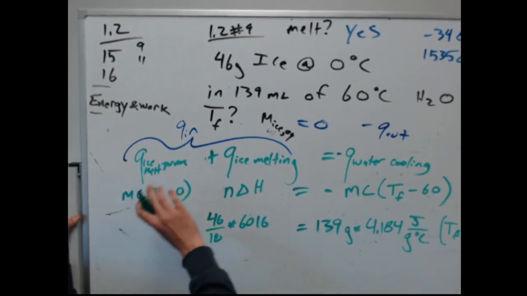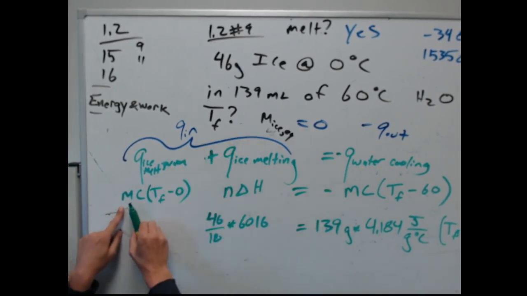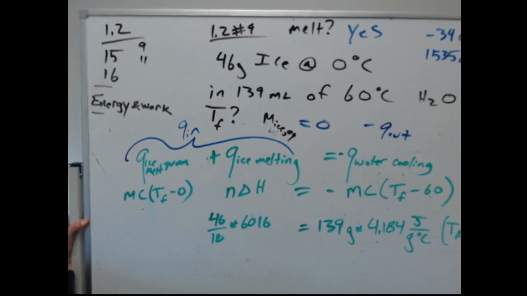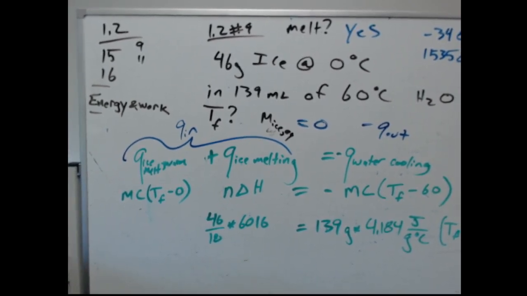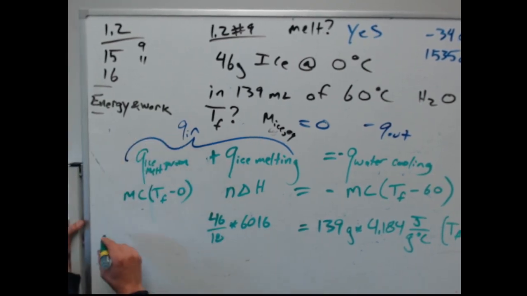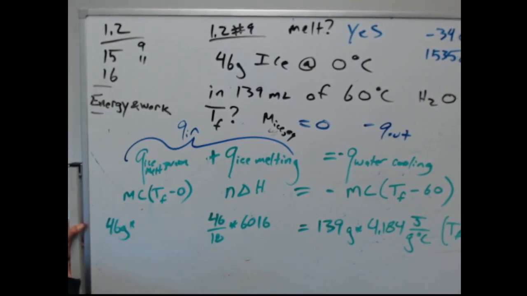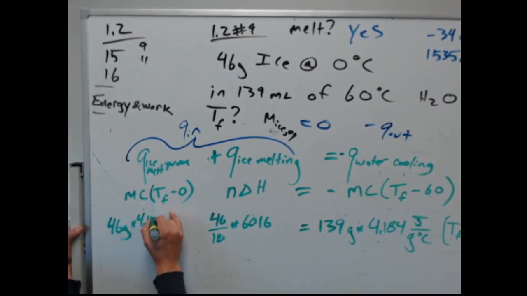to stand. The other thing we have to be careful about, my MC here, this is not going to be the mass of the entire system. It's not going to be the mass of my surrounding water. It's going to be the mass of the melted water, the ice that melted. So that's going to be 46 grams. Which C do I use in this case? It's not ice, it's water, so we use the 4.184.